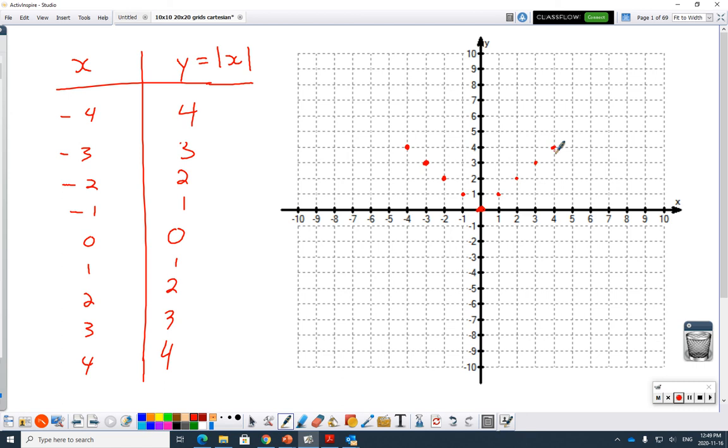I think I have enough points on this side. I don't need to get any more points here. It's going to be 5, 5, 6, 6, 7, 7, 8, 8, 9. It's just going to keep going like that. There's going to be no difference in the pattern all the way out. Out here, I think I have enough points too. Negative 5 will be 5. Negative 6 will be 6. It'll just keep going like that.